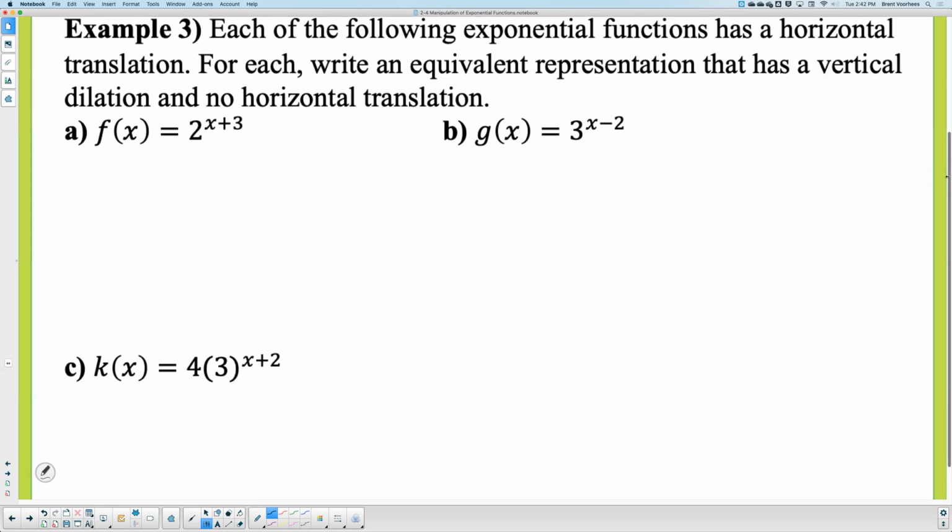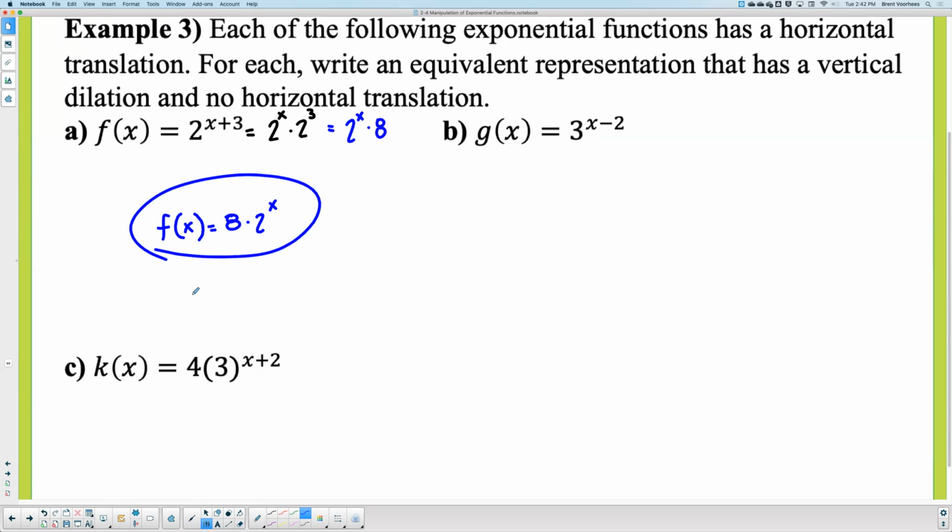Product, good. The product property says that when you have powers that are adding, you can rewrite that as the same base. Why do they call it product? Same base multiplying, good. So that would be 2 times 2 to the power of x times 2 to the power of 3. Do y'all know what 2 to the power of 3 is? 2 to the power of 3 is 8. There we go. So I can rewrite this as f of x equals, I'm going to put the 8 in the front as my initial value, my a, times 2 to the power of x.